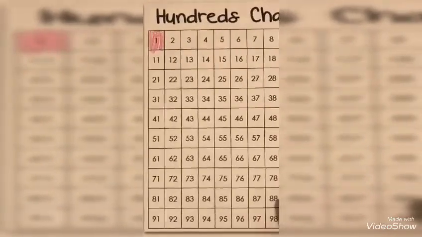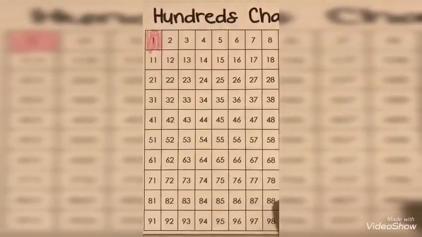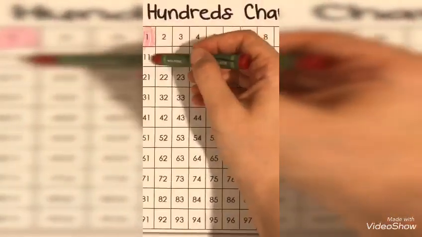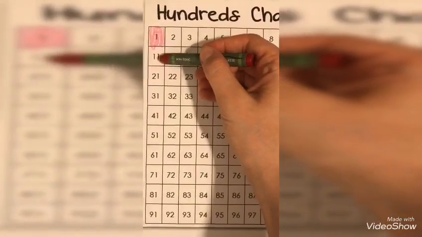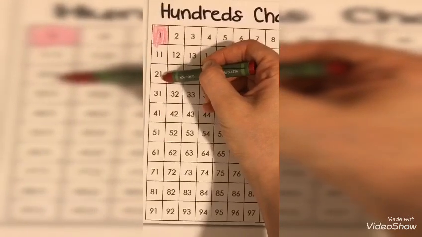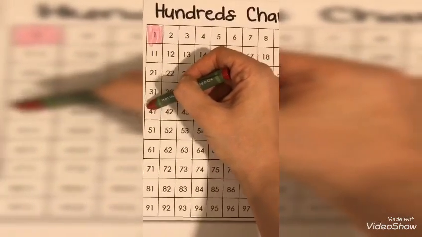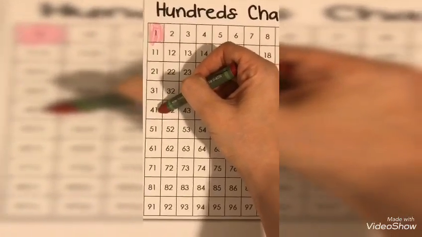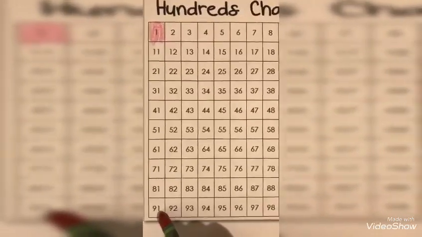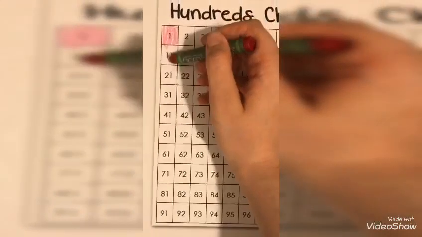And we said also that each number that ends with number 1 is an odd number also. So let's see here, number 11, it ends with number 1. 21, it ends with number 1. 31, it ends with number 1. 41, it ends with number 1. So all of these numbers are odd numbers. Let's color them together.